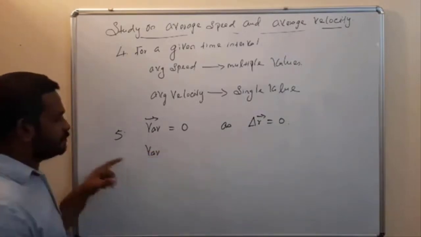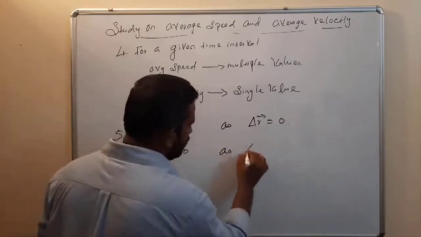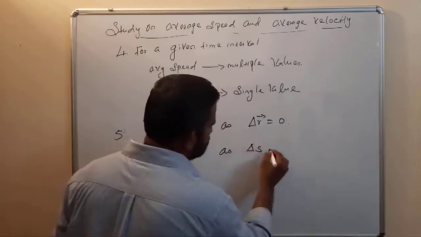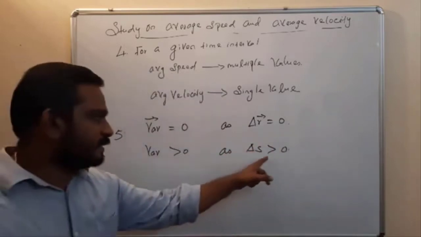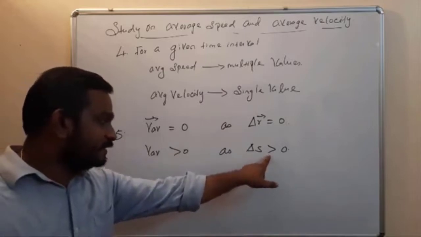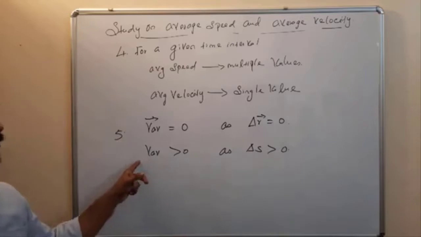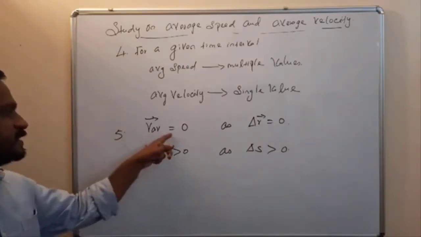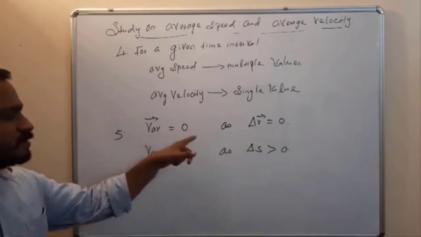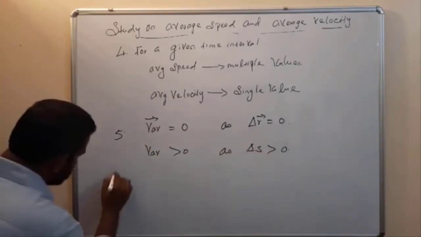Average speed is greater than 0, as delta S is greater than 0. So the distance traveled by the body is greater than 0. So average speed is greater than 0. So in this case, average velocity is equal to 0. Why? The displacement is equal to 0. Okay. Then sixth point.